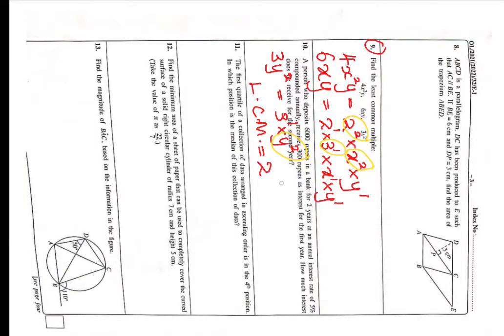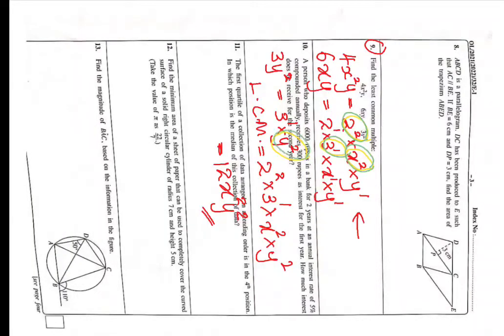Then take all those: 2 square into 3 to the power 1 into x square into y square. Now simplify. 2 square is 4, 3 to the power 1 is 3, 4 into 3 is 12. 12 x square y square is the LCM. So arranging everything in index form, taking only the terms with highest index and multiplying them will give you the LCM.